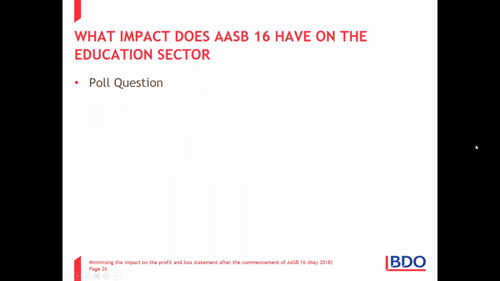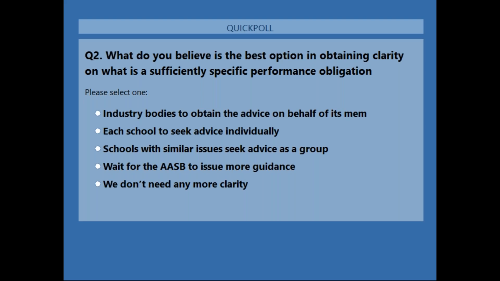So we have another quick poll question here. Just give me a second to get this one up and running. So what do you believe is the best option in obtaining clarity on what is a sufficiently specific performance obligation? Industry bodies to obtain the advice on your behalf, each school to seek it individually, schools to get together as a group, wait for the AASB to provide more guidance, or we don't need any more clarity because we know enough now.